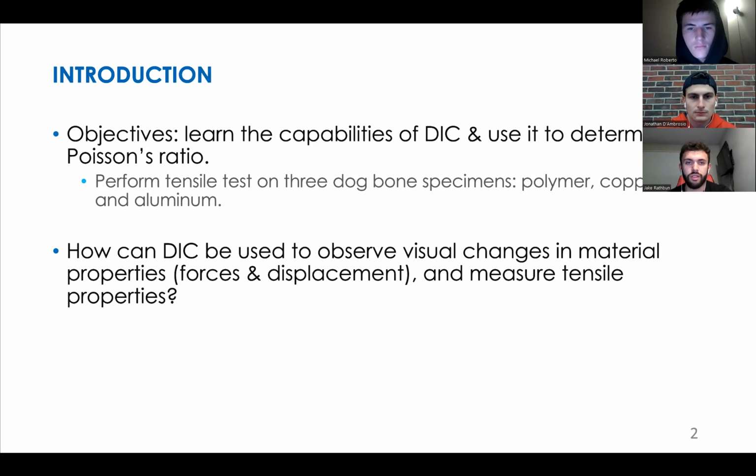And the main question that the team is faced with is how to use DIC to observe material properties such as forces and displacements, while also being able to measure tensile properties such as stress, strain, and Poisson's ratio.